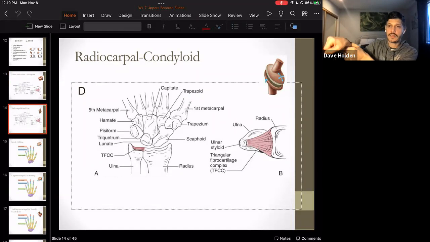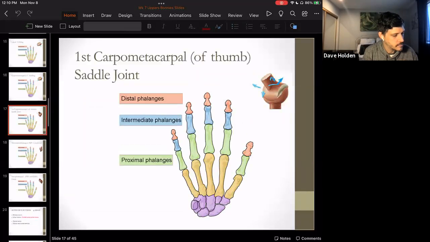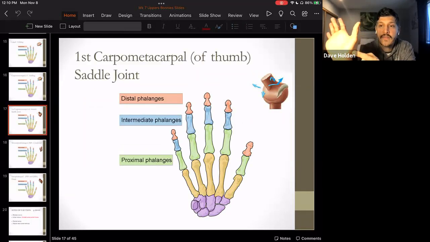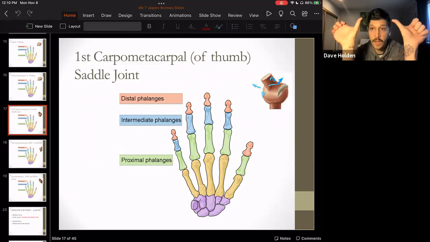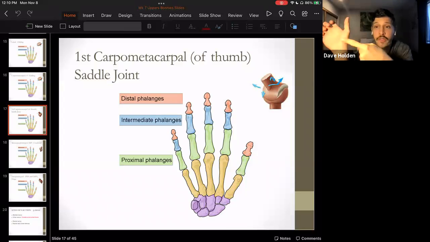Condyloid joint at the wrist, so the wrist can do the same thing. Flex, extend, ABAD, circumduct. That's a nice condyloid or ellipsoid joint. The base of the thumb is the only instance of a saddle joint. You get one pair of saddle joints in the whole body. That is it. No other joint is quite shaped like this one.